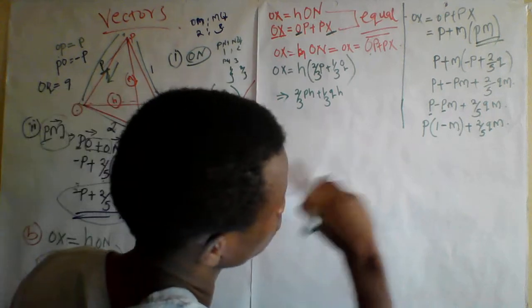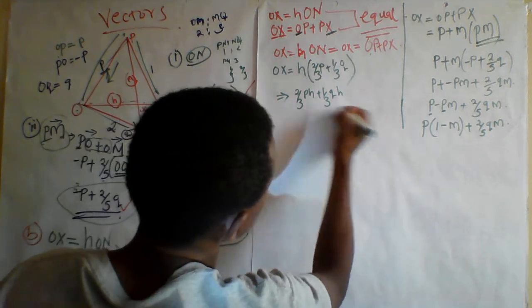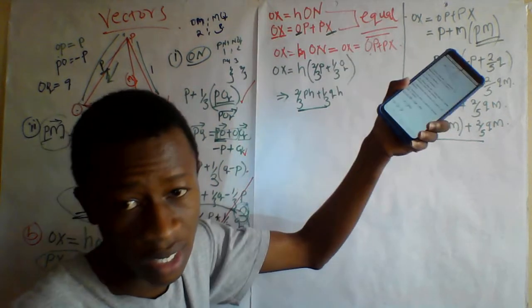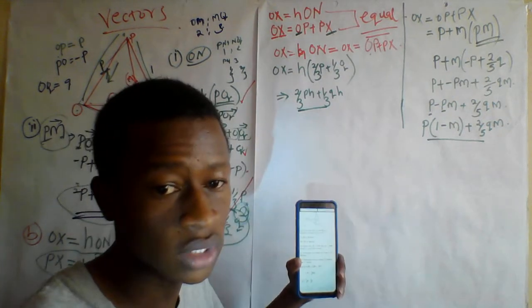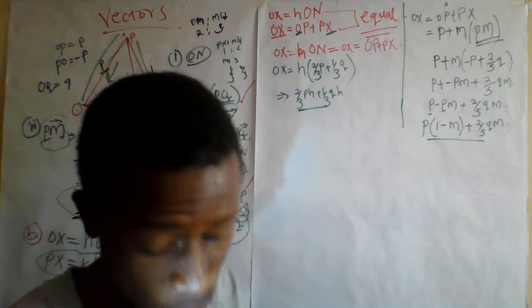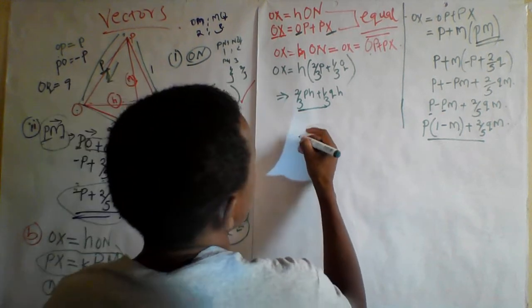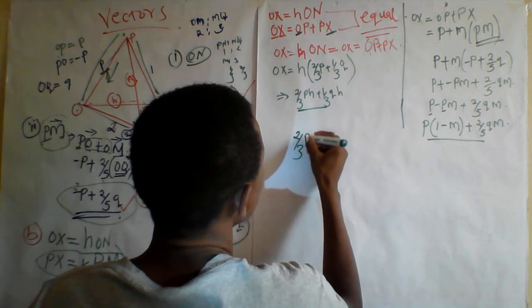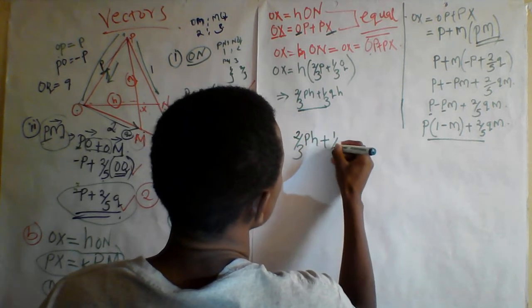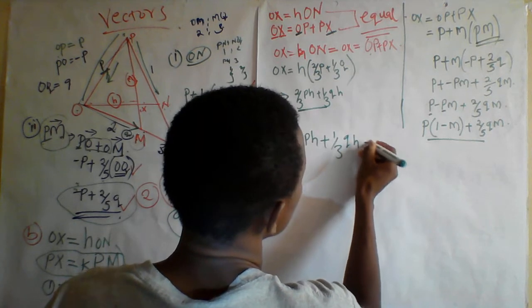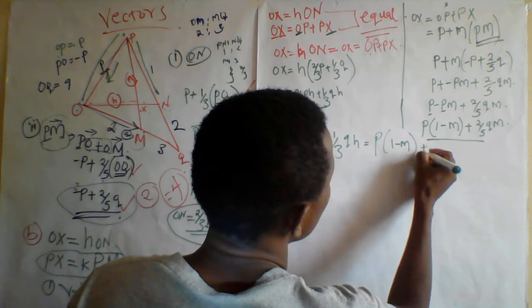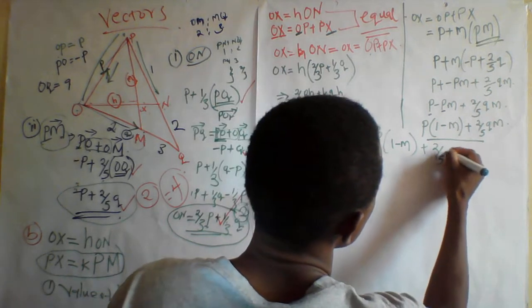Now what you just do, you take this one equivalent to this one, because you have said this one and this one are equal. So you just work them out. So it becomes 2 over 3 PH plus 1 over 3 QH is equal to P into 1 minus M plus 2 over 5 QM.